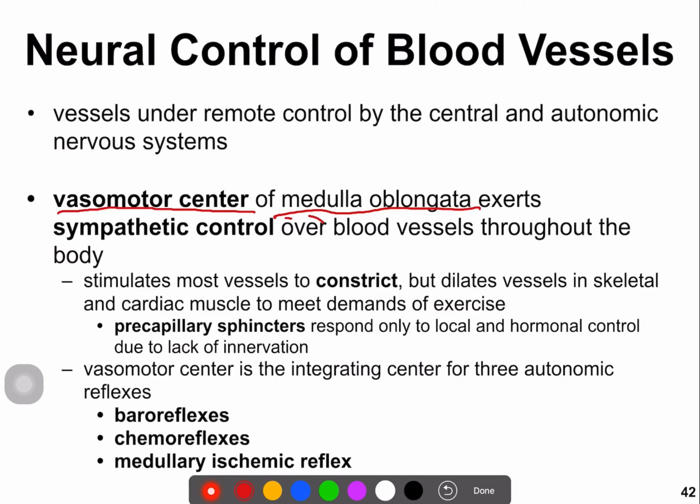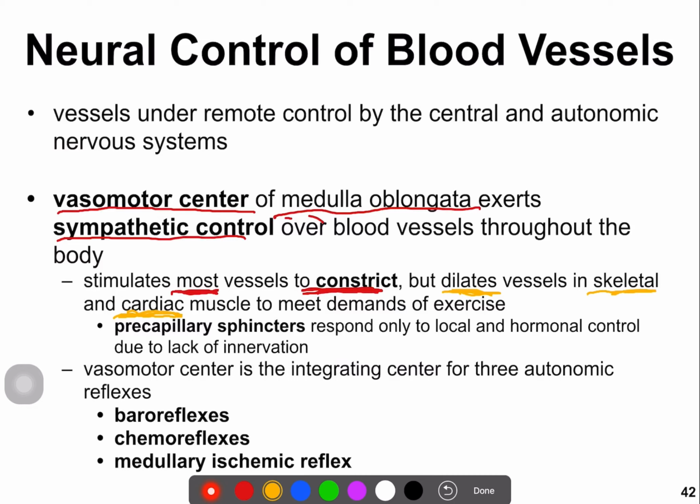Now, in terms of sympathetic control, it stimulates, I'm going to underline it, most vessels to constrict. But the same signal can cause dilation of some vessels, and this happens in the skeletal and in the cardiac muscle. And that makes sense if you think about it, because where do I want to send the blood? I want to basically reroute all the blood I can to skeletal and cardiac muscles, so I basically take blood away from things like the GI tract, etc., and other tissues.